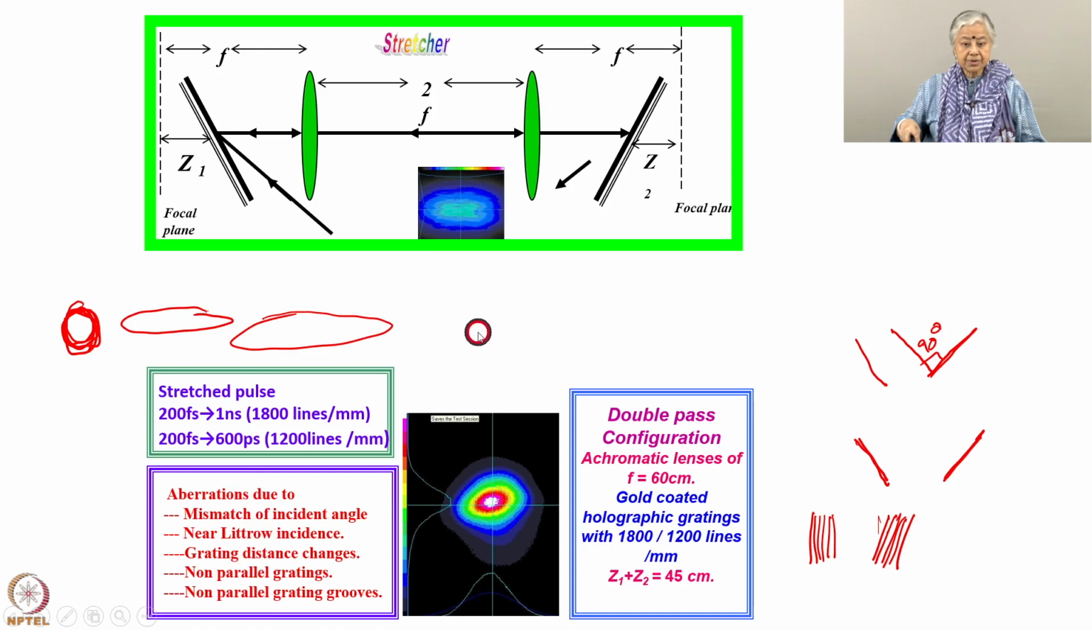Okay. So now, I gave you some of the aberrations that come about, and the reasons for those aberrations. Aberration means not getting a completely circular beam. Now, there are some other problems too, which are more important than not getting a circular beam, that is spectral clipping.